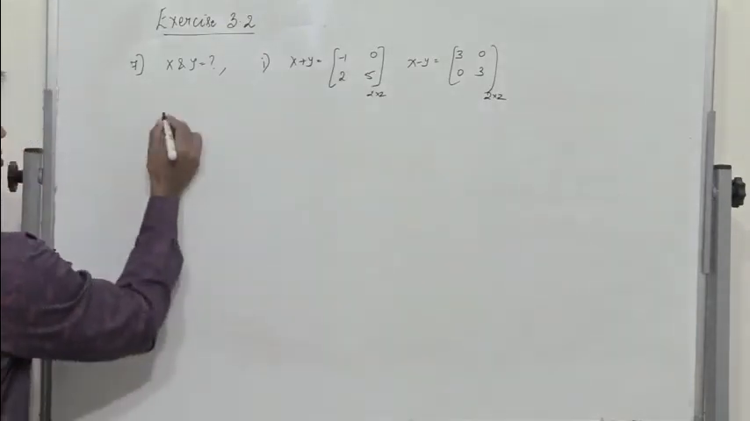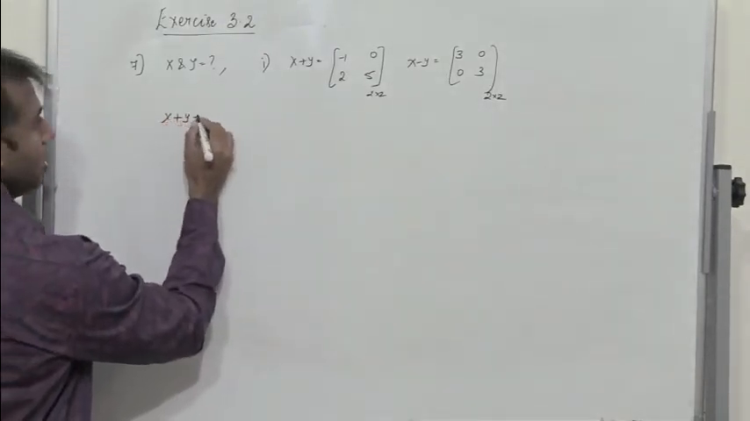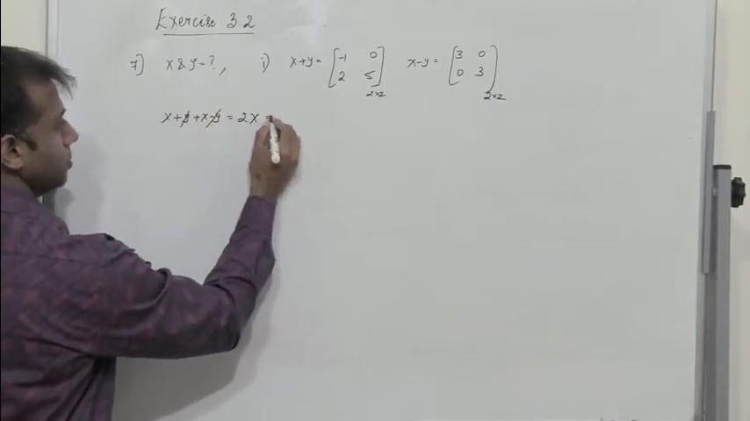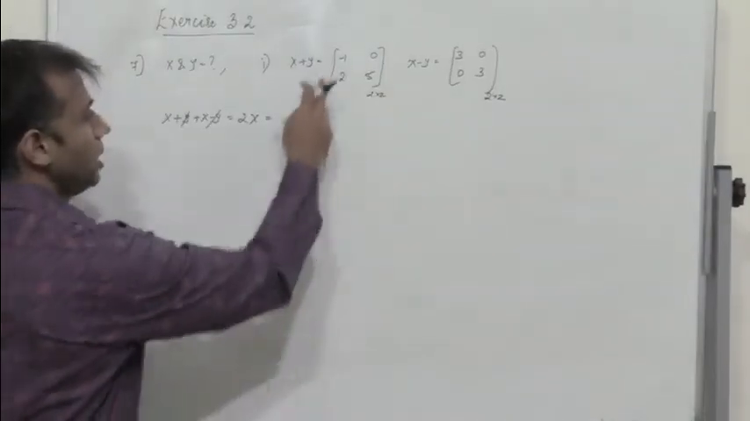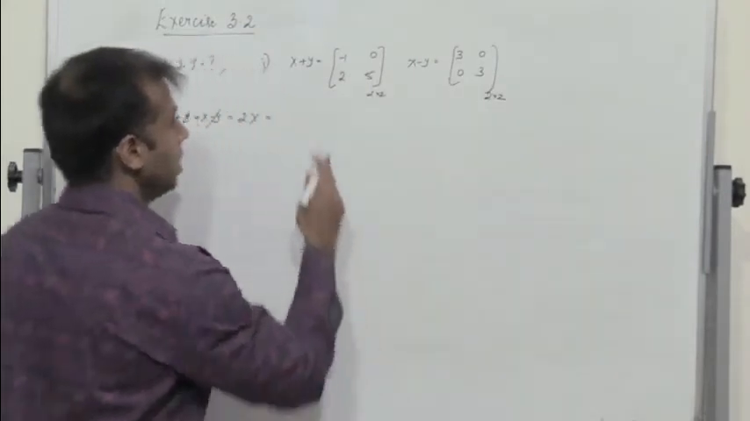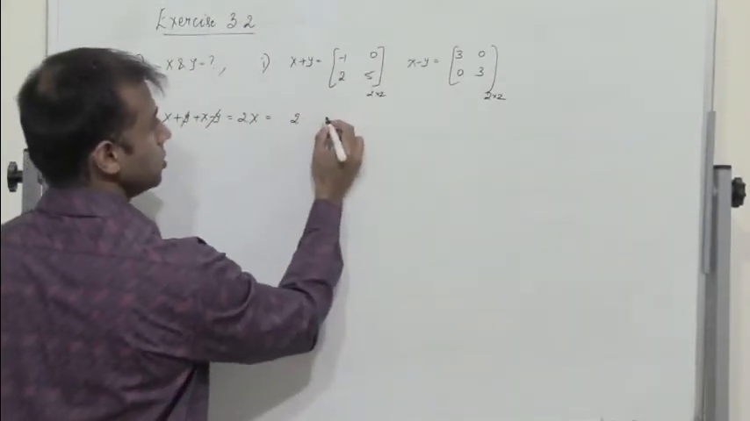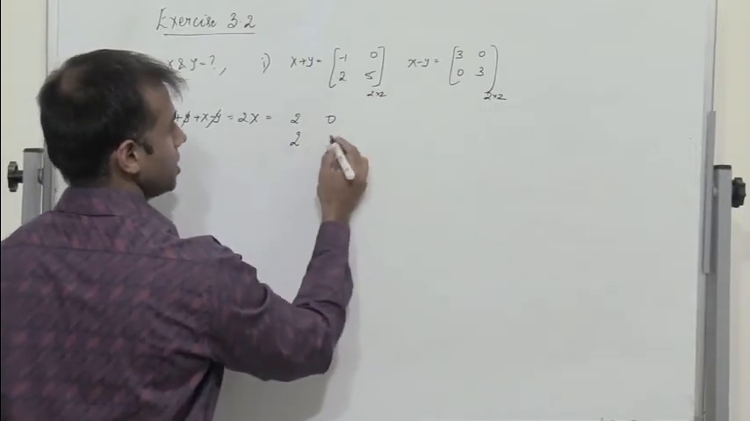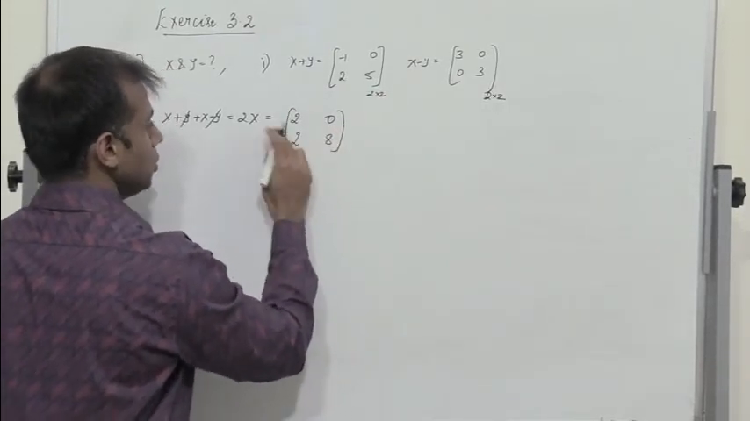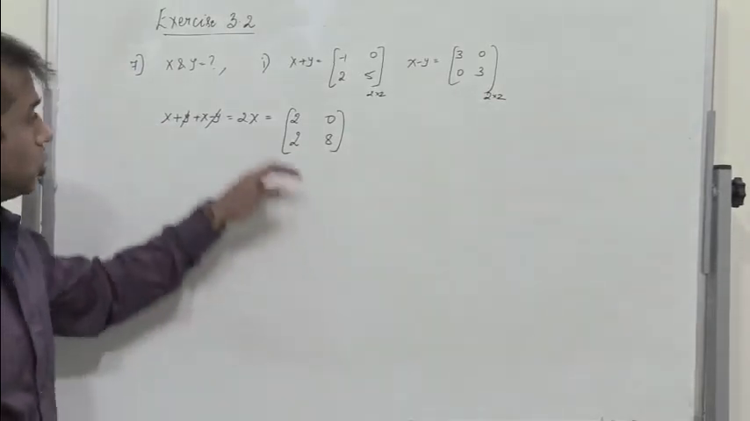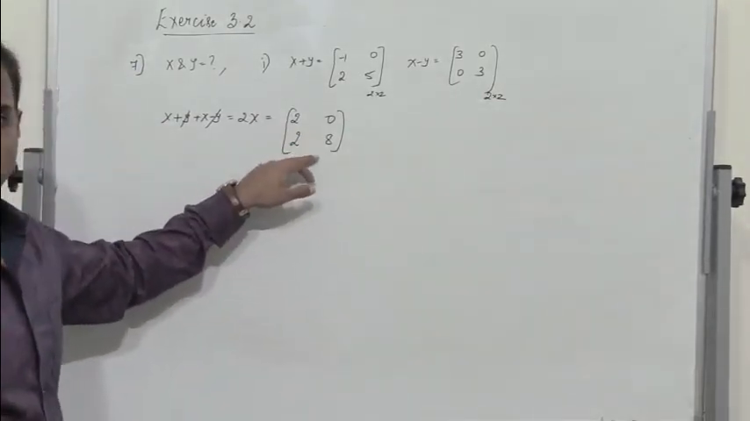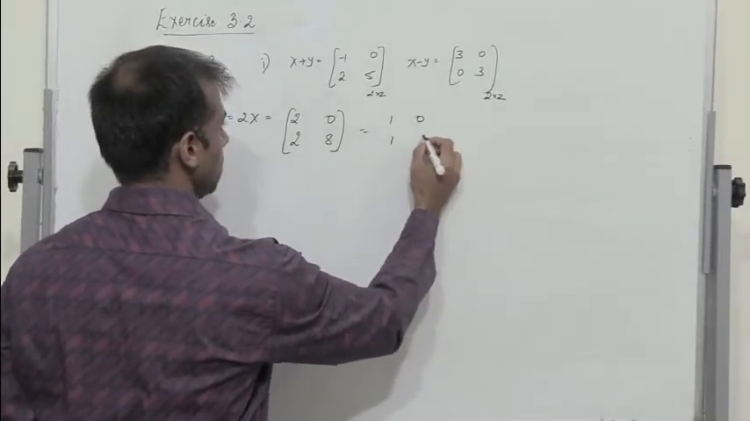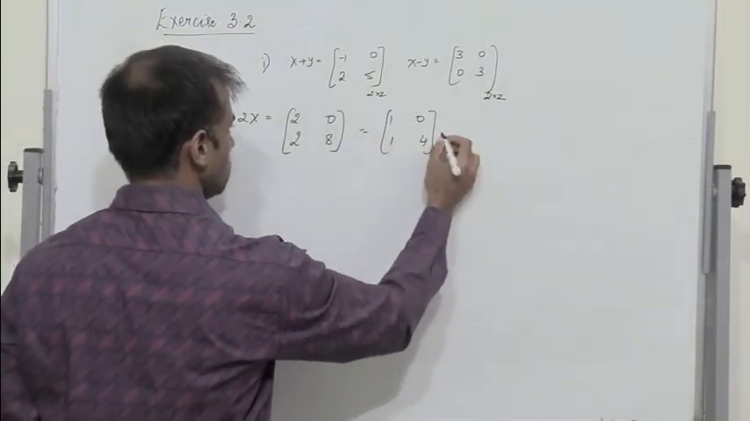So when I add these two, I get X plus Y plus X minus Y, which gives me 2X. So what is 2X? Add the corresponding elements. So minus 1 plus 3 is 2, 0 plus 0 is 0, 2 plus 0 is 2, 5 plus 3 is 8. So this is 2X. To get X, I need to divide all the elements of this matrix by 2. So that gives me 1, 0, 1, 4. So this is X.